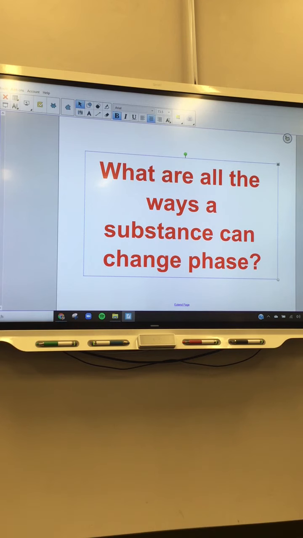Good. What other kind of phase changes can you think of? Anything else? That's really what our focusing question for this part is. What are all the ways that a substance can change phase? Go ahead and write that down in your book while you think about that. How else might you see a phase change? You got one, Tyler? Evaporation.